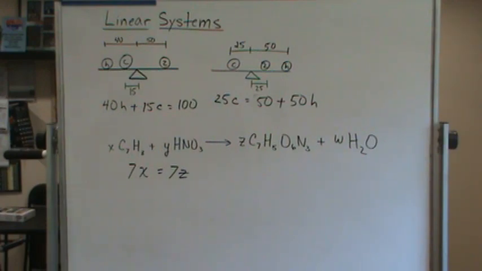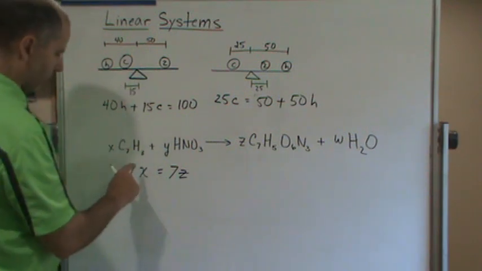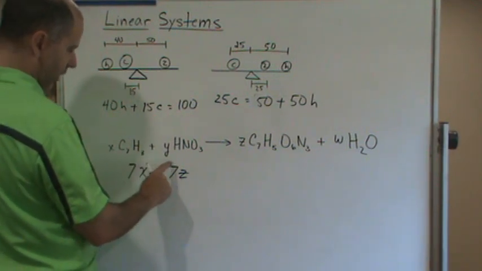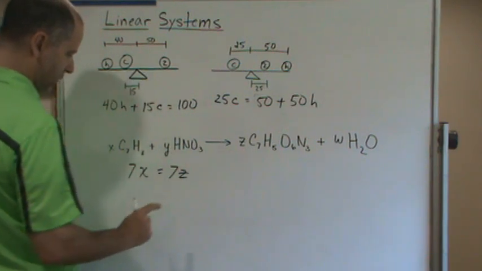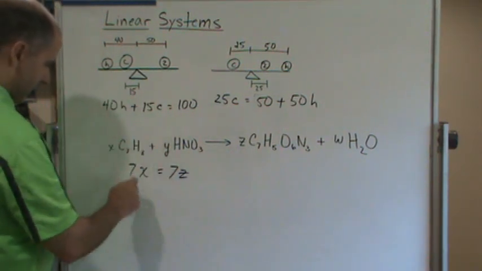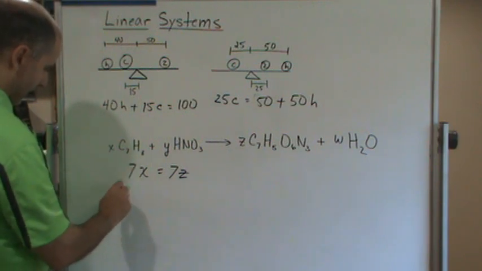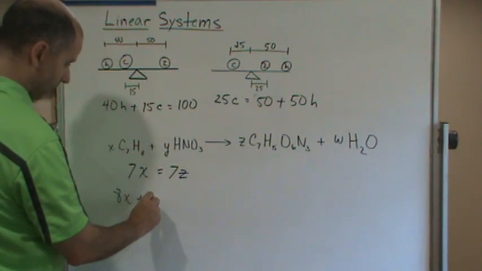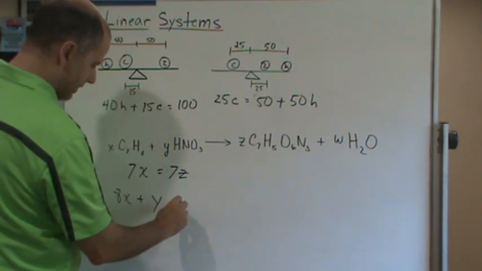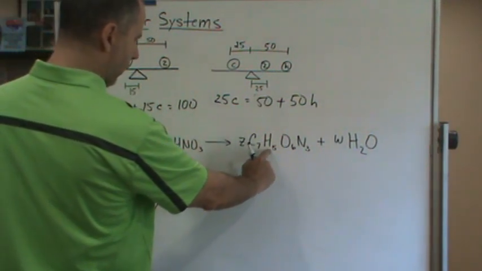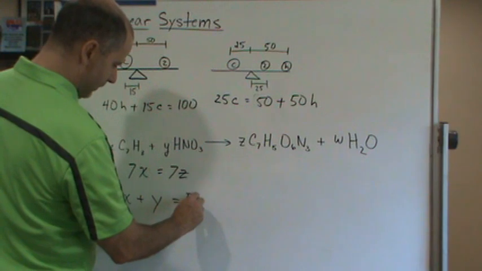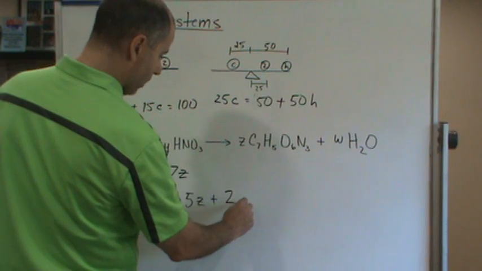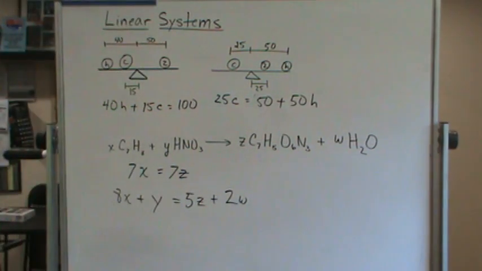Let's look at hydrogen. What do we have? We have X times 8 hydrogen plus Y times 1 hydrogen. So on this side that's 8X plus Y, because there's only one. That has to equal how many hydrogen on this side? We've got 5 times Z, so 5Z, plus 2 times W. So there's the second equation.